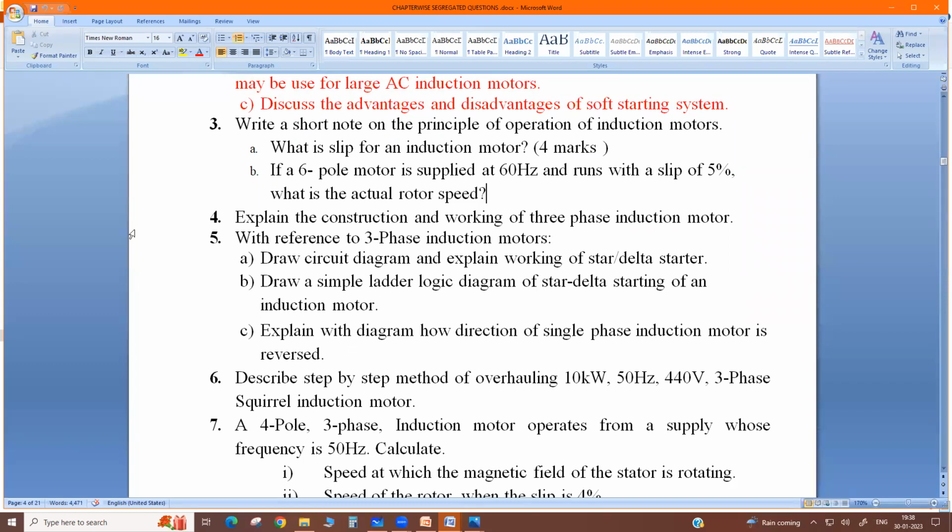Third onwards, these are the old questions. In the old pattern, simple questions were asked at that time, like a short note on the principle of operation of a motor. What is the slip? A 6-pole motor supplied with 60 hertz runs with a slip of 5%. What is the actual speed?